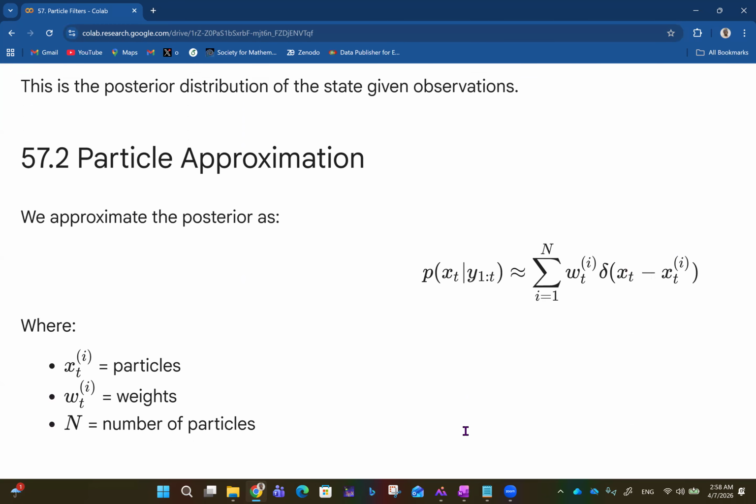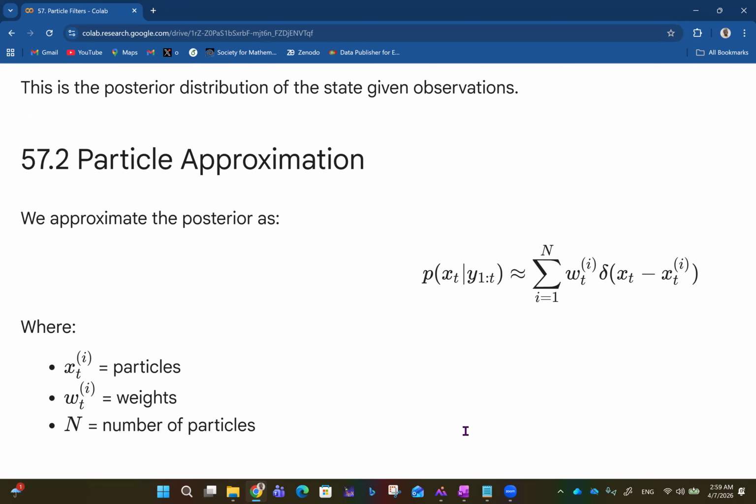Then we move on to talk about particle approximation. We are talking about particle filters, right? So we approximate the posterior, the probability of x of t given y from 1 to t, as the summation from i equals 1 to n of w of t i delta of x t minus x t i, where these x t i's are the particles, while the w t i's are the weights. And n is the number of particles you're dealing with.